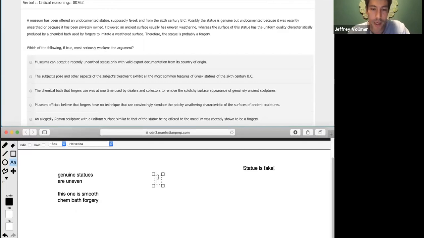because it's a weaken the argument question. I have to be able to weaken it with the right answer. So the problem might be that they're usually uneven, but there are some genuine ones that aren't uneven. And maybe I could find an example that this is one of those.